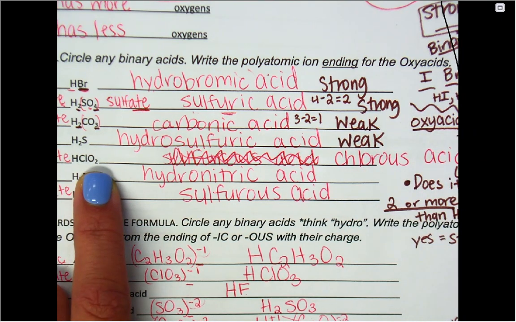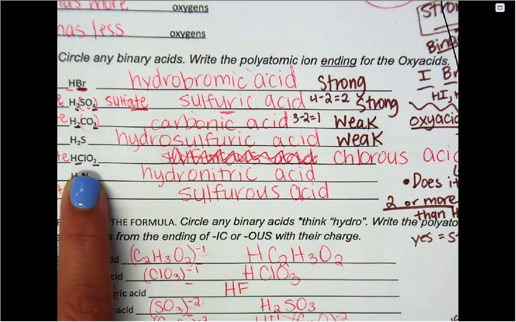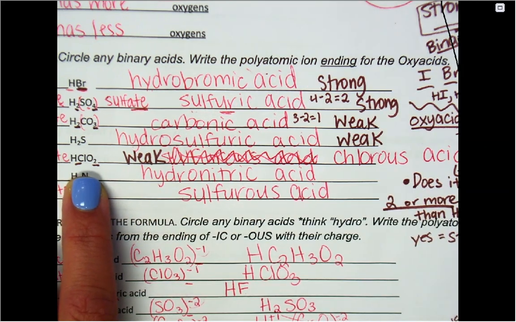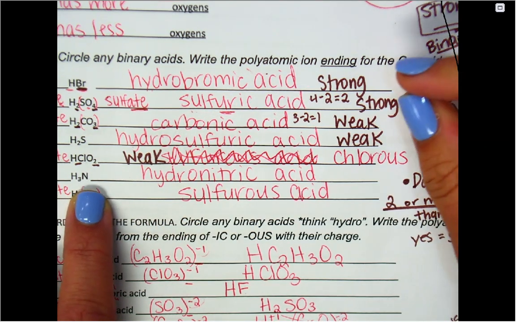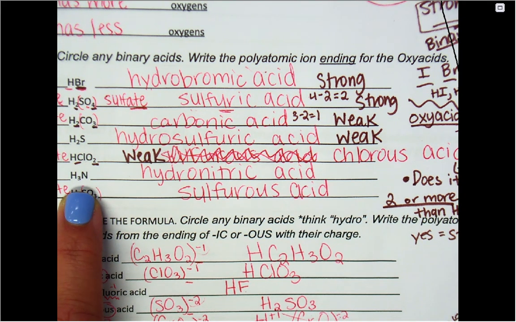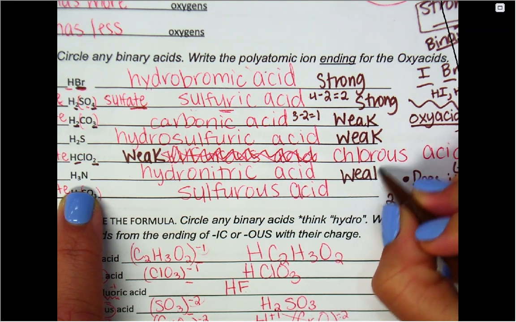All right, the next one, chlorous acid. We're asking ourselves 2 or more. So we have 2 minus 1, which is 1. So is this one strong or weak? This one is weak. All right, how about hydronitric acid? This is binary, so we're back to I bring clay. It has nitrogen in it. Is that iodine or bromine? No, so this is weak. Perfect.